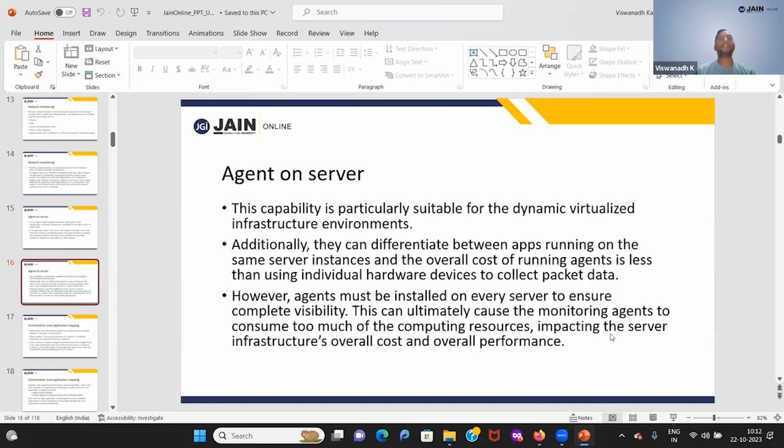However, the agent must be installed on every server to ensure complete visibility. This can ultimately cause the monitoring agents to consume more computing resources, impacting the server infrastructure and the overall cost and performance of your application.